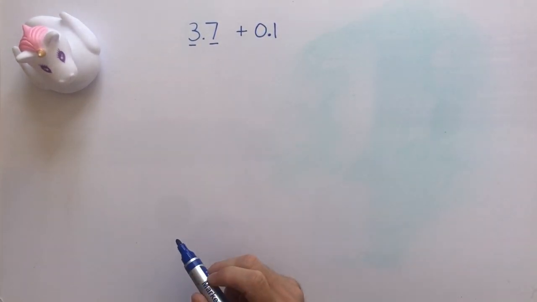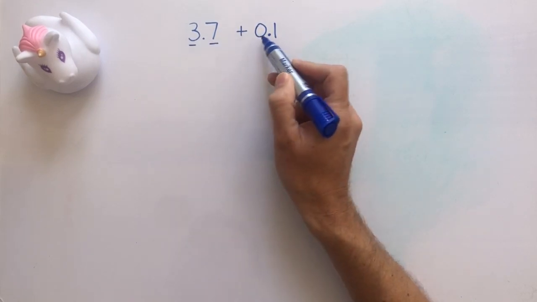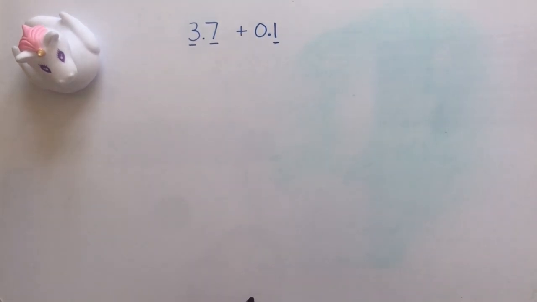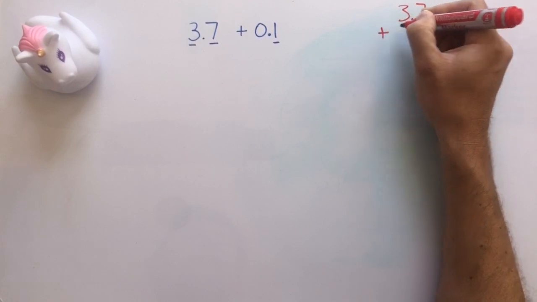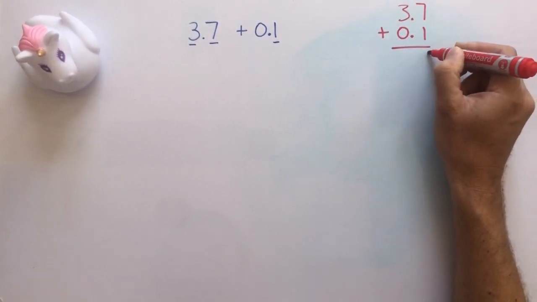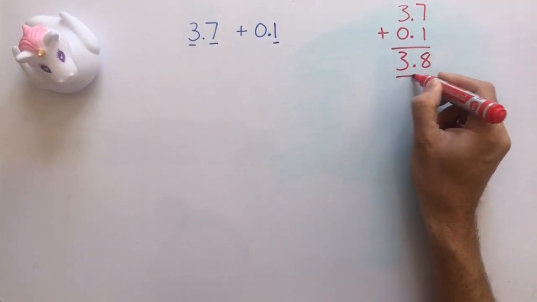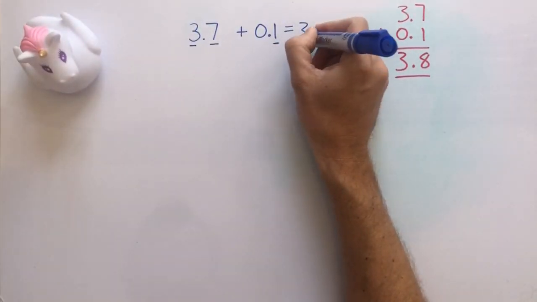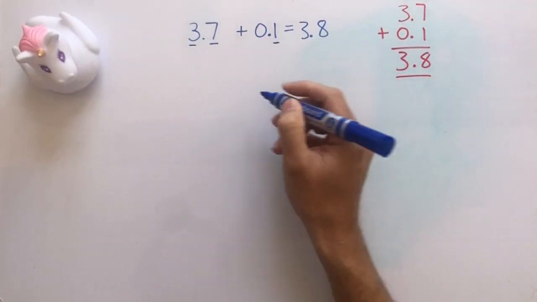writing it down, it would look like an equation like this. 3.7 plus 0.1, and that's a tenth. I can also do it like this: 3.7, and I add 0.1, and 7 plus 1 is going to be 8. The point is just a point, and 3.8. So this will just be 3.8.